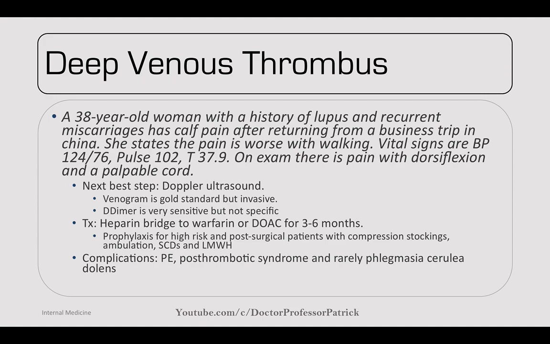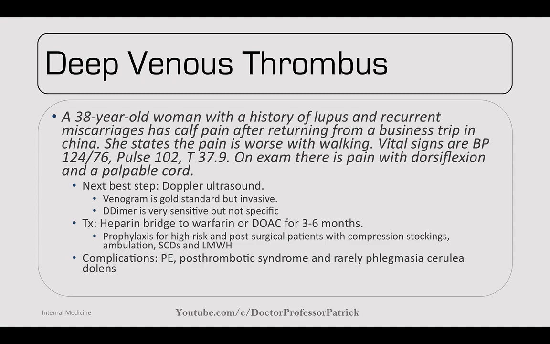Now moving into DVTs, we've got a 38-year-old woman with a history of lupus and recurrent miscarriages that has calf pain after returning from a business trip in China. She states that the pain is worse when walking, her vital signs are normal, and on exam there's pain with dorsiflexion and a palpable cord. So the pain with dorsiflexion is Homans' sign, and the palpable cord can sometimes be felt with the DVT in the lower extremities. The next best step would be to do a Doppler ultrasound.